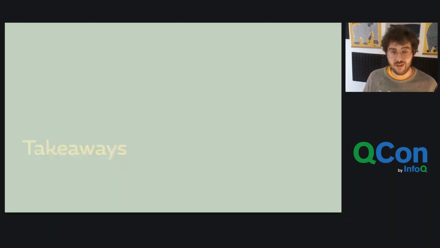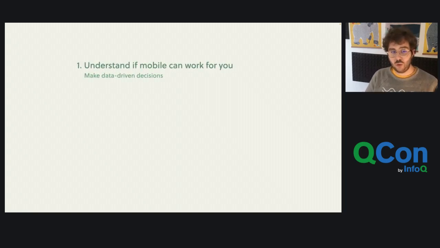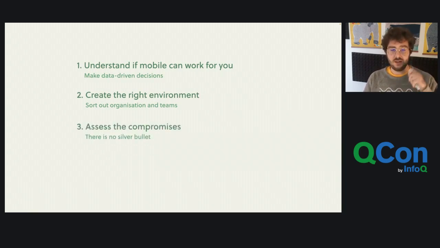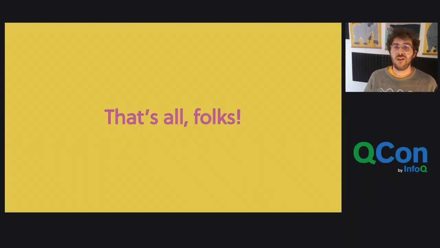Okay, we're done. Takeaways for today's talk. First of all, understand if mobile can work for you. Use data. Second of all, make sure your company can do mobile. Sort out the organization, sort out the team responsibilities and whatnot. Then when it's about to make a choice, assess the compromises, trying to understand that there is no silver bullet and every company is different. Lastly, make the right choice and go. That's it. Hopefully now you have everything you need to make the right choice.